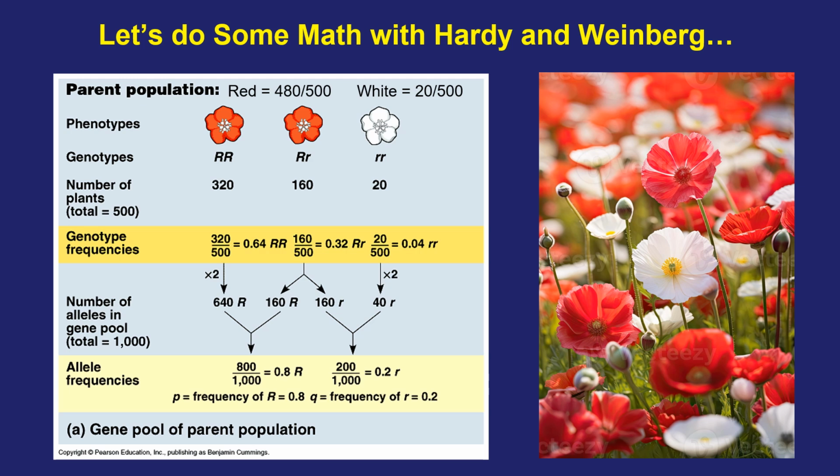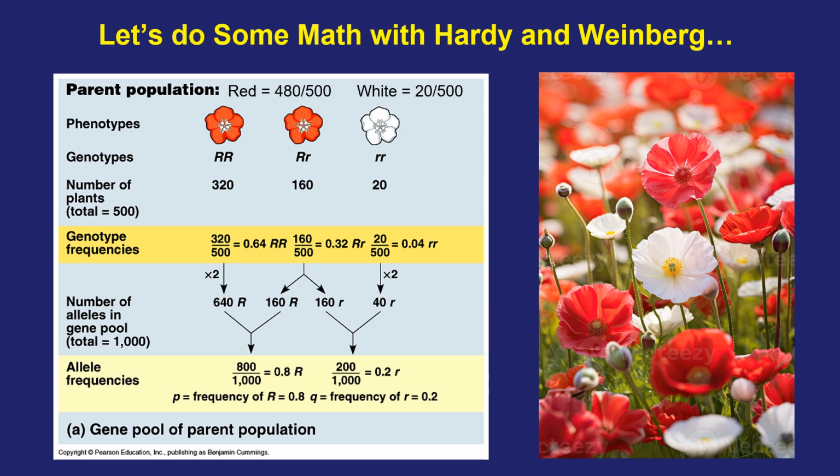That is a frequency. We could also represent that as a percent. It would be 96%. For the white flowers, we have 20 of those individuals out of a total population of 500. So that's 0.04, or 4%. 96 and 4, that adds up to 100%, so that's a good way of checking to make sure that we did things right. Now let's look at the genotype frequencies.